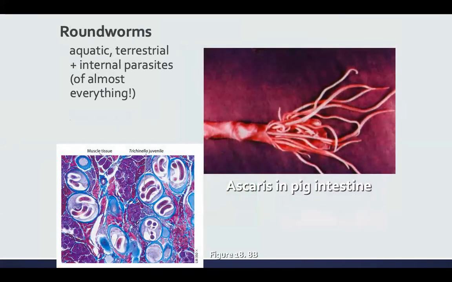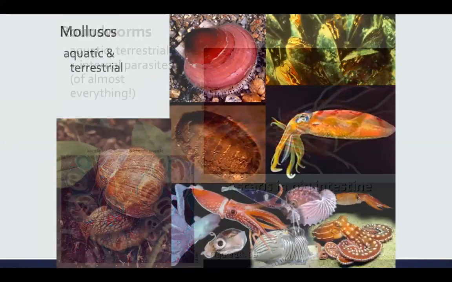Roundworms are aquatic, terrestrial, and internal parasites of almost everything. They can go inside a pig intestine, inside muscle tissue. Not fun to probably have one of those or flatworms inside of you.